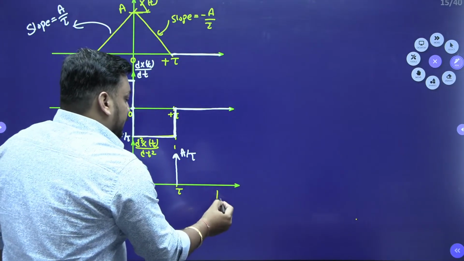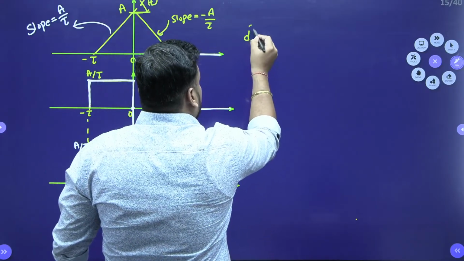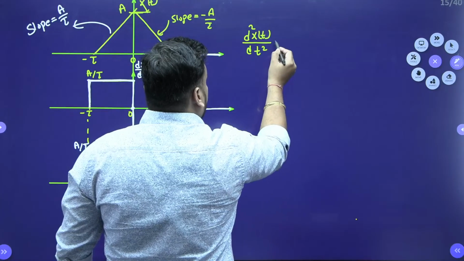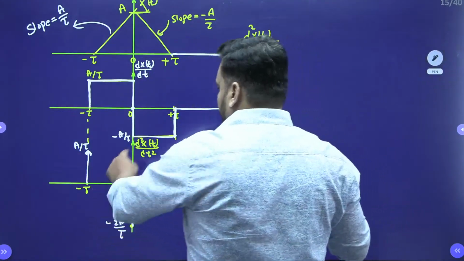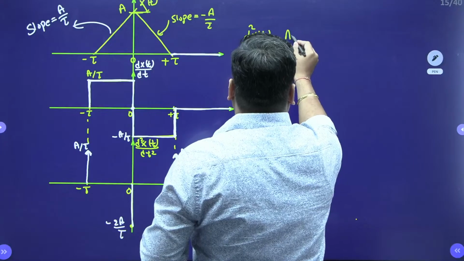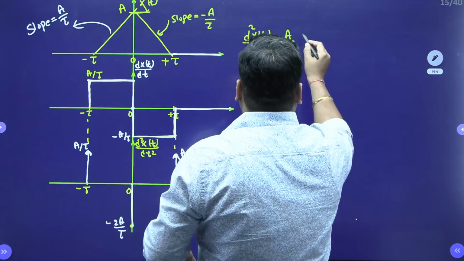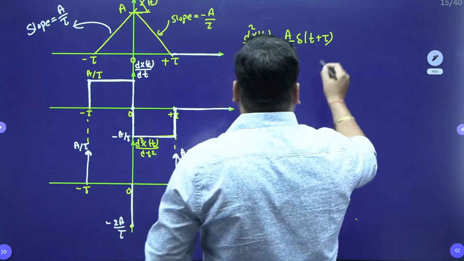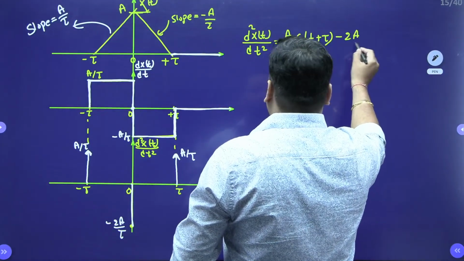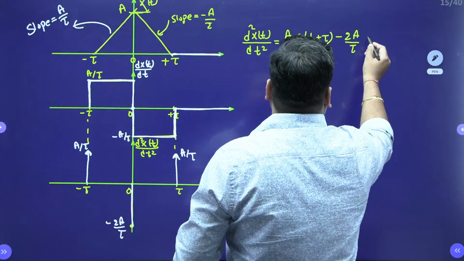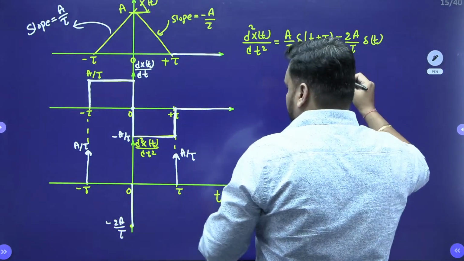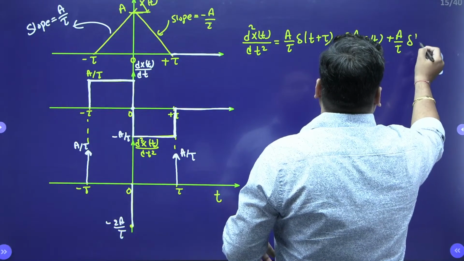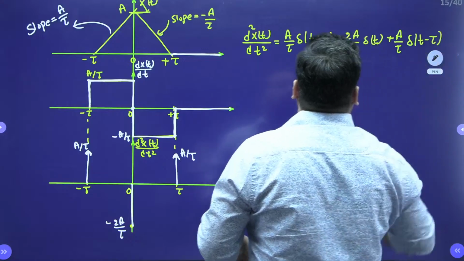So now I am writing the equation of d2x(t)/dt squared, guys. When I write the equation, just reply what I will get. So d2x(t)/dt squared is nothing but a upon tau into delta of t plus tau, minus twice a upon tau into delta t, and again plus a by tau into delta of t minus tau.